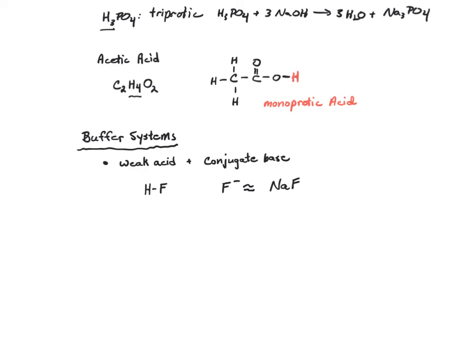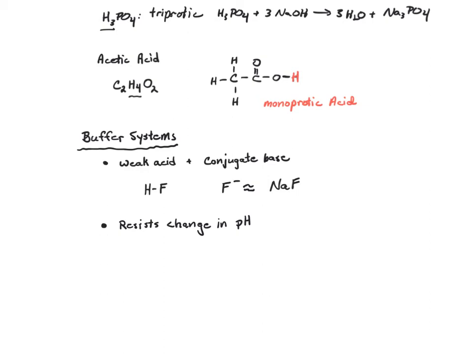Now, the thing we need to remember is what a buffer system does. And what it does is it resists change to pH. Okay, and this is huge. If you think about all the foods that you eat that are acidic, things like orange juice or lemonade, can you imagine if, upon drinking those things, your body's pH would just plummet down to like 1 or 2? Well, your body would stop working.